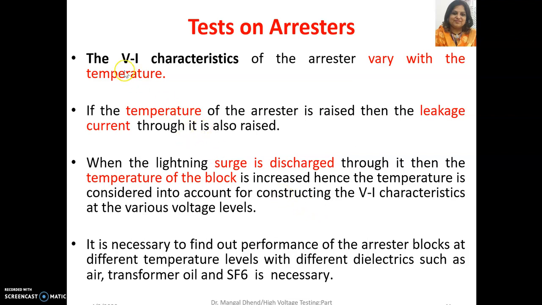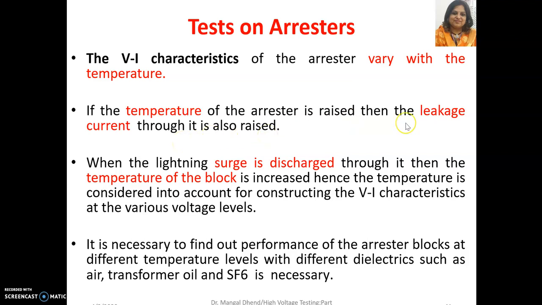First test, let us see the voltage-ampere, VI characteristics of the arrestor, which will vary with the temperature. You know, if the temperature is varied, the resistance of insulators and conductors gets varied. In case of an insulator, the resistance will drop with temperature, and in case of a conductor, it goes on increasing. So you know these characteristics. If the temperature of the arrestor is raised, then the leakage current through it is also raised.